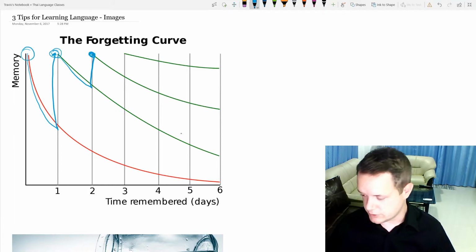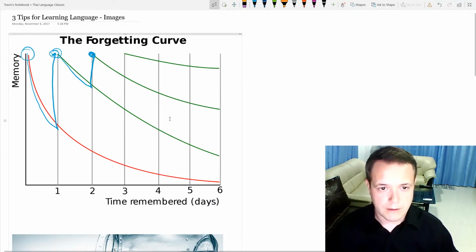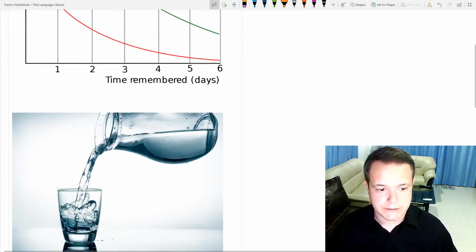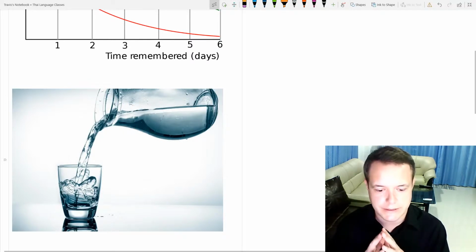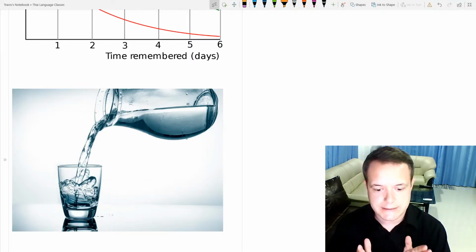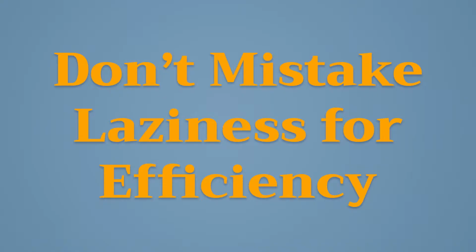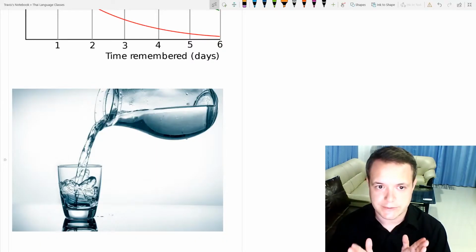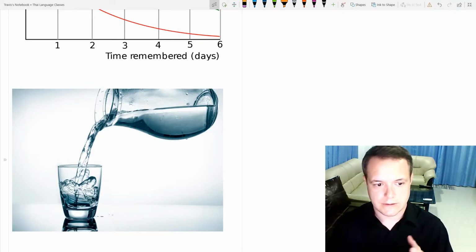Let's talk about number 2 now. Now, number 2 is, let's look at this picture here. Number 2 is, don't mistake laziness for efficiency. Say that again. Don't mistake laziness for efficiency. Now, this is a principle that applies to a ton of things. So let's illustrate this concept with 2 pictures.